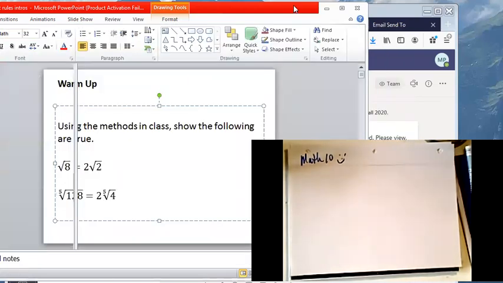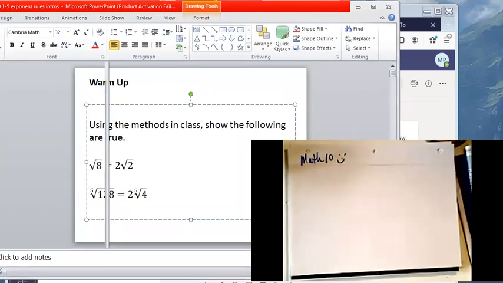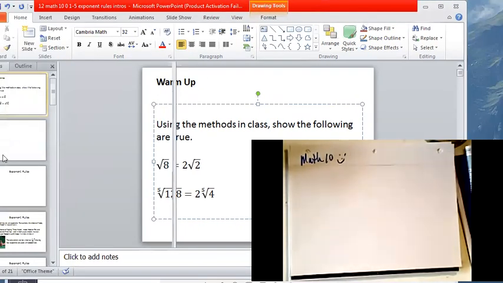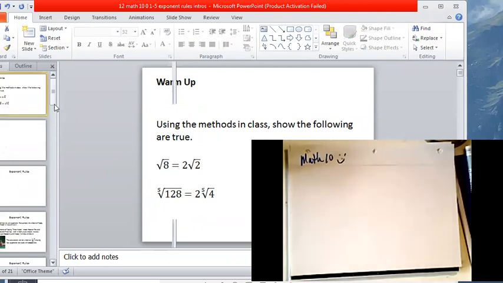So we have this now, which is, let's see here. Just want to get that line out of the way. Computer is slow.